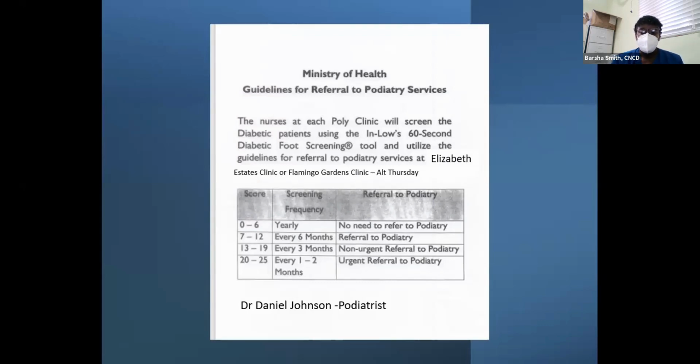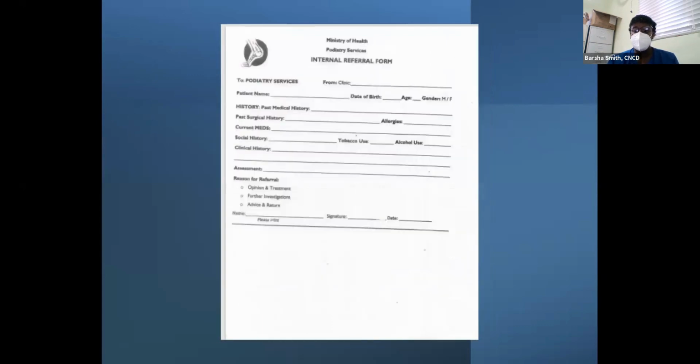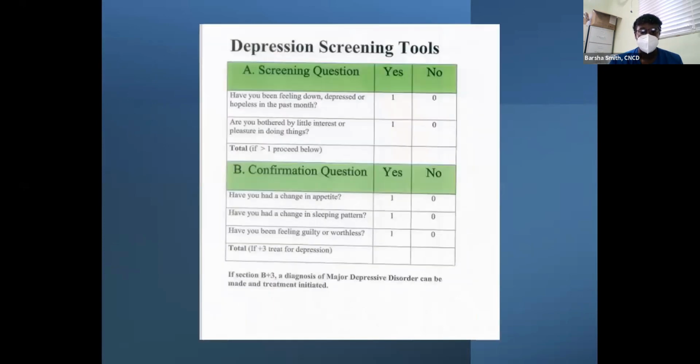Patients who are at low risk don't need to be referred to podiatry, but patients who are at high risk and moderate risk are referred to podiatry, and they will be seen by Dr. Johnson. This is what the referral form looks like. We write the patient's name, date of birth, the demographic information, and the reason you are sending this patient to podiatry.